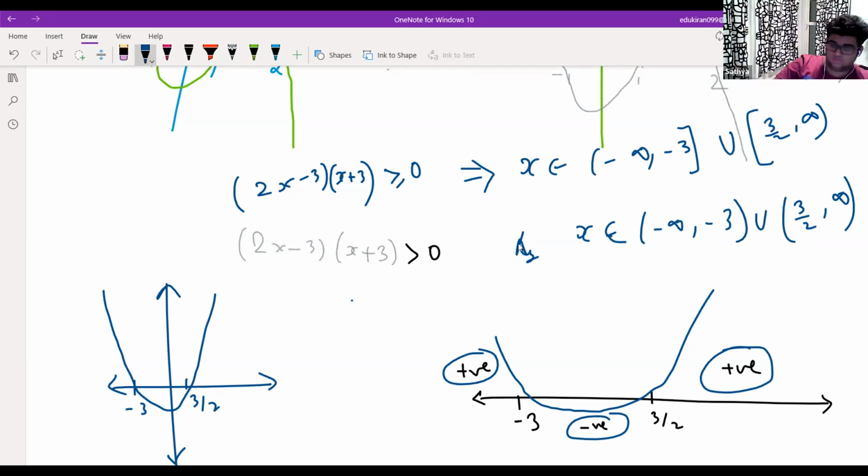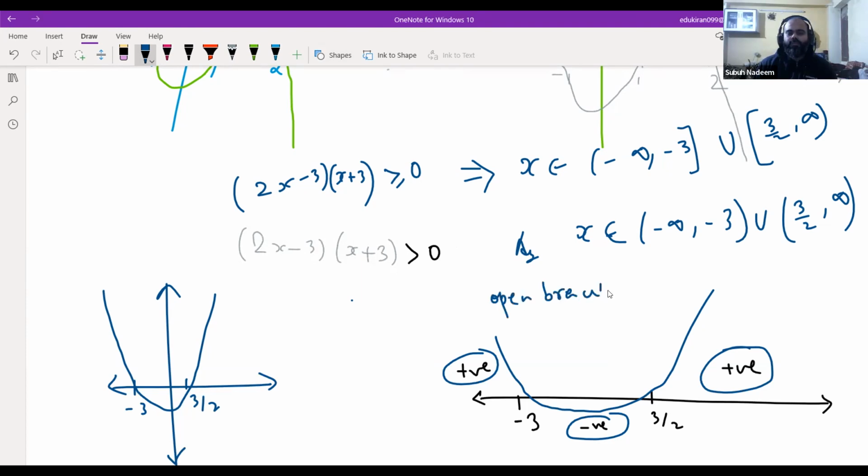But then there is no equal to, right? So it will be all curved brackets, right? Yes, if there is no equal to, then there are all curved brackets. We don't call it curved bracket, we call it open bracket. Okay. Done, sir.